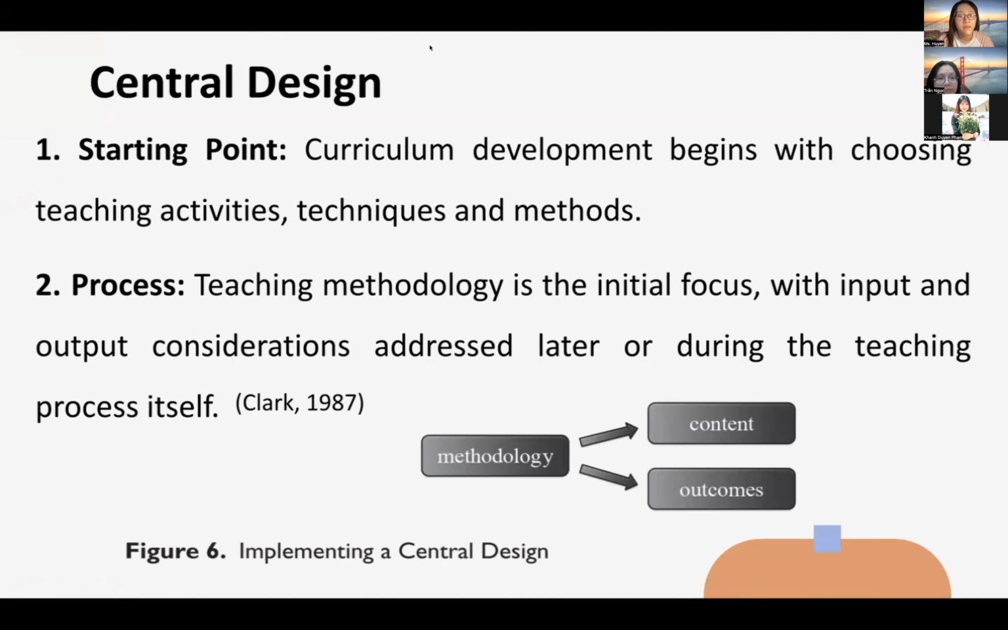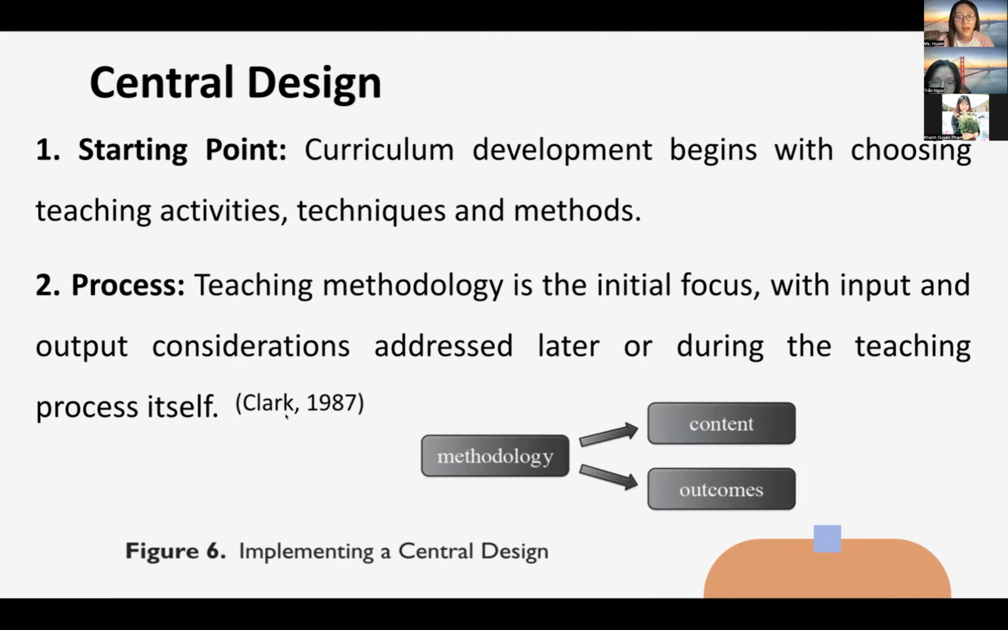In the central design approach, the curriculum development begins with choosing teaching activities, techniques, and methods. In this approach, the prime focus is on teaching methodology, and considerations related to input and output come into play at a later stage or even during the actual teaching process.